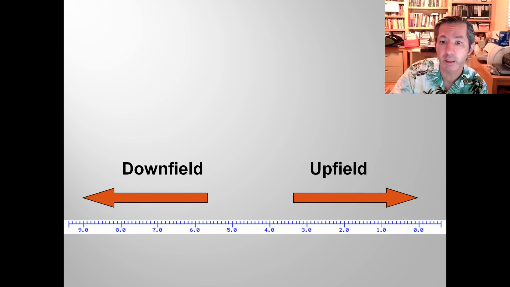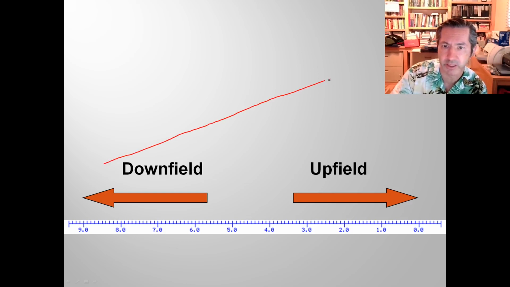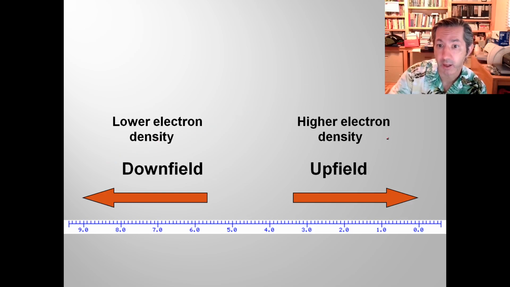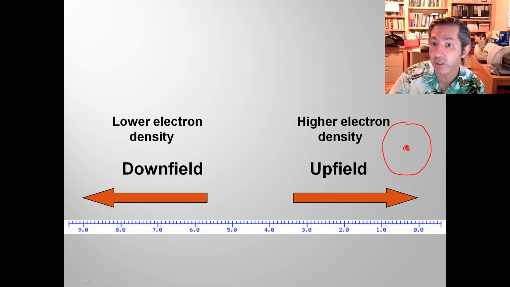So we define an upfield and downfield on our spectrum. This over here corresponds to slightly stronger field strengths. So the field gets stronger as you go from left to right. And that also corresponds to higher or lower electron density. So if you have your nucleus and it has lots of electron density around it, you're going to need a slightly stronger field to get it to flip over.